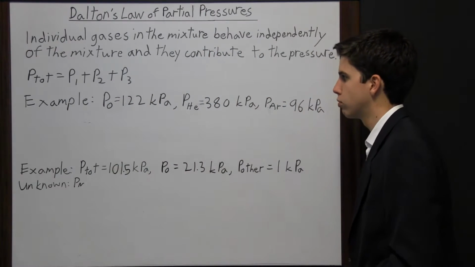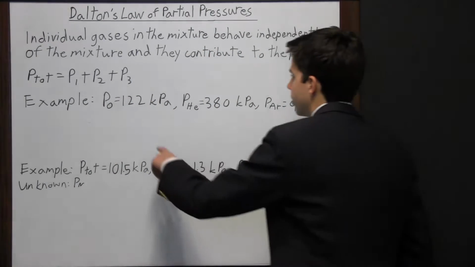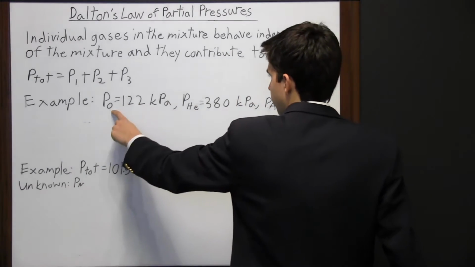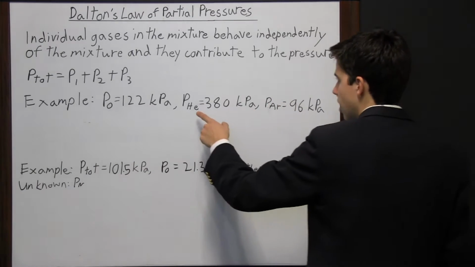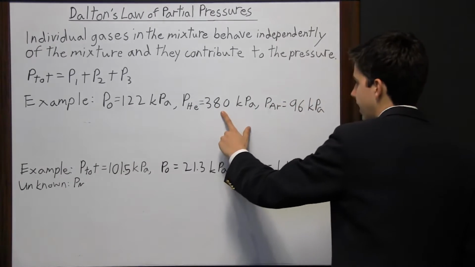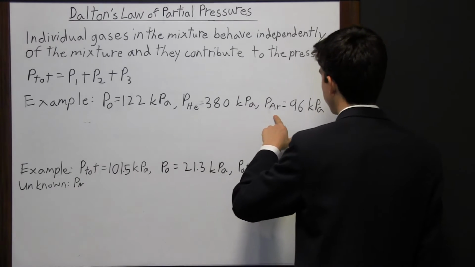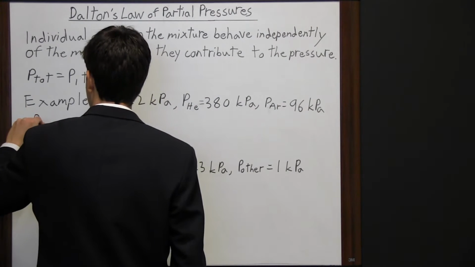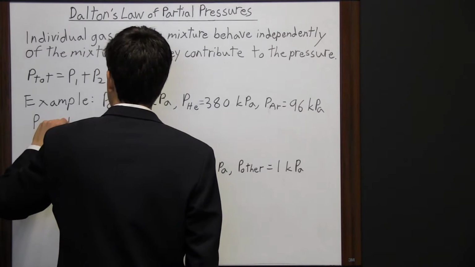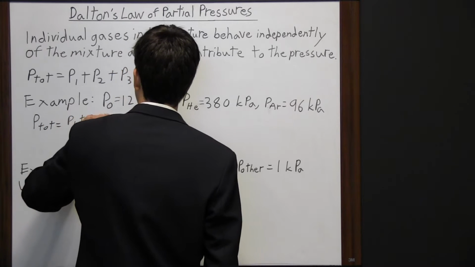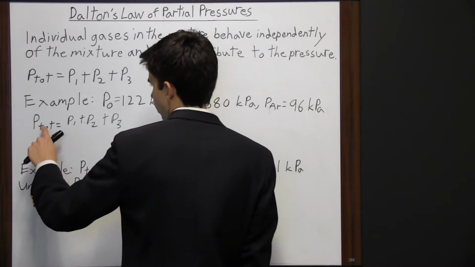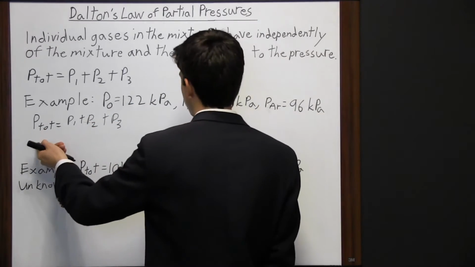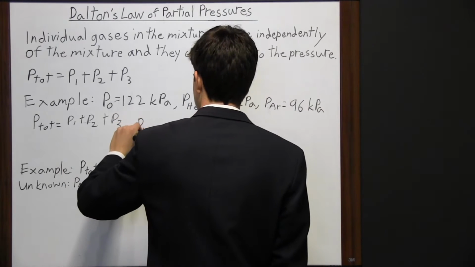So let's look at an example problem. P of oxygen equals 122 kPa, so this is the partial pressure of oxygen. And notice here we're not using numbers anymore because we know the names of the actual gases. So the partial pressure of helium is 380 kPa, and the partial pressure of argon is 96 kPa. So now we can just plug that into the equation. P total equals P1 plus P2 plus P3. So notice here, since we know the pressures of all the gases, we're just looking for the total pressure now. So we just plug this in.